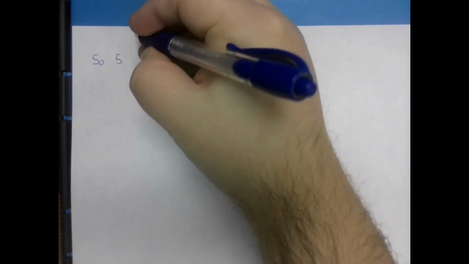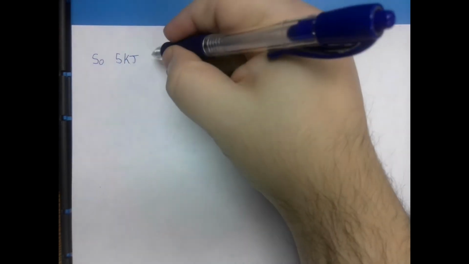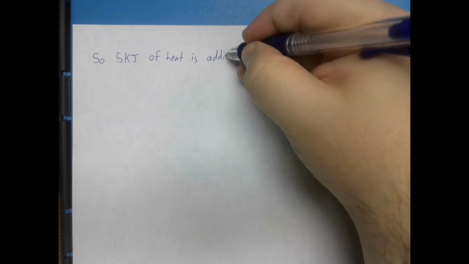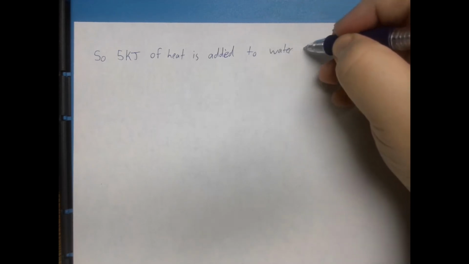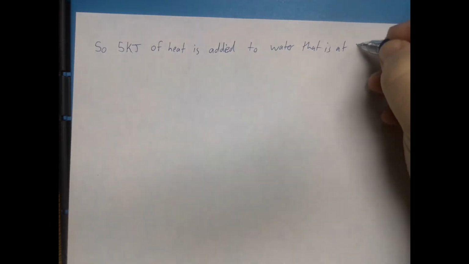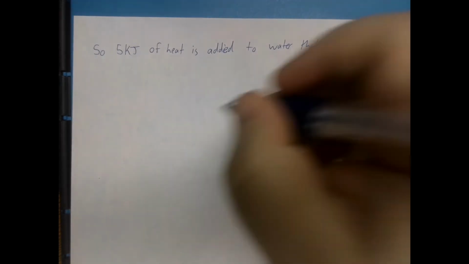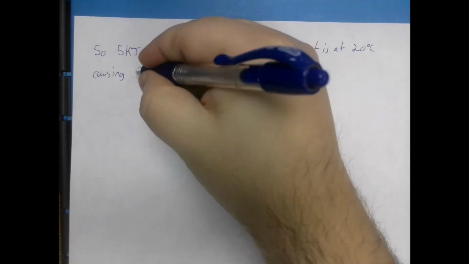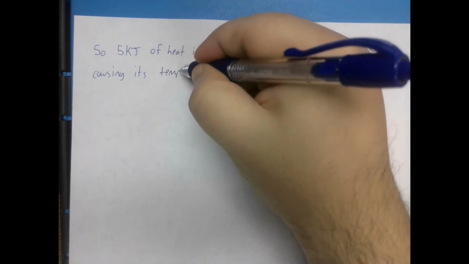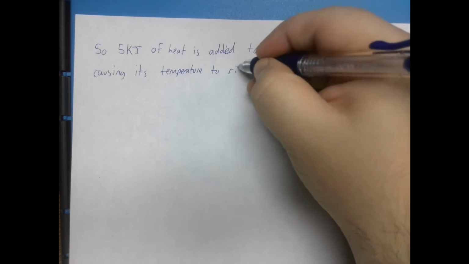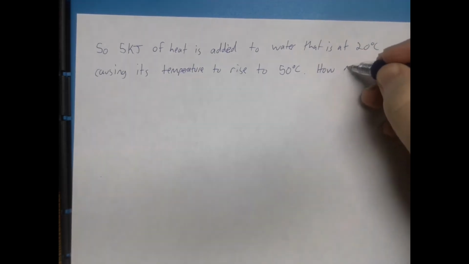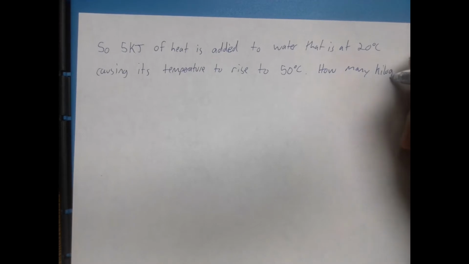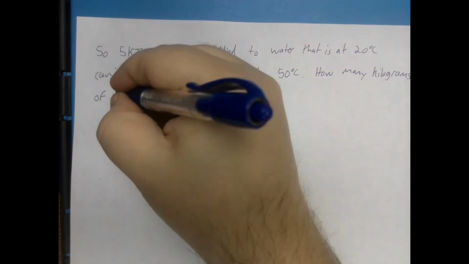So 5 kilojoules of heat is added to water that is at 20 degrees Celsius, causing its temperature to rise to 50 degrees Celsius. How many kilograms of water is there?